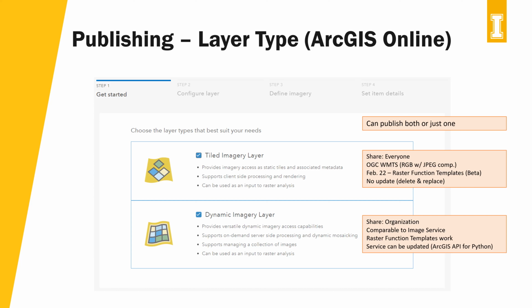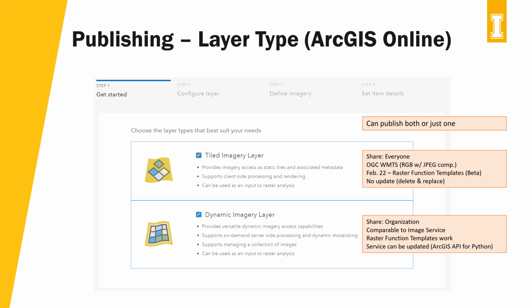A raster function template, for example, would be if you had 4-band imagery, you can dynamically change it to display infrared as opposed to just natural color. That's not currently supported in the tiled imagery layer, other than in beta there. And then currently with a tiled imagery layer, you don't have the ability to update that layer at this point. As a lot of you may be aware, on the vector side, you can append features or update or overwrite an existing layer. Right now with a tiled layer, you can't do that. So you would have to delete it and replace it at this point.